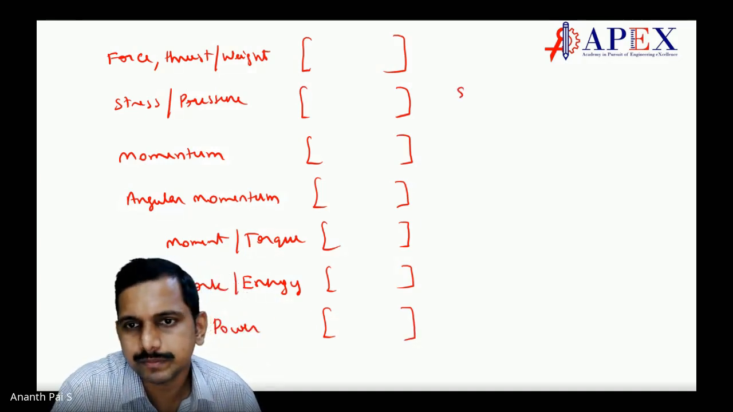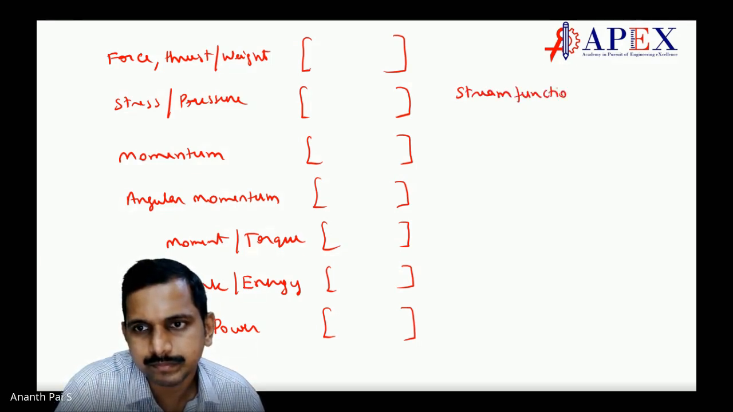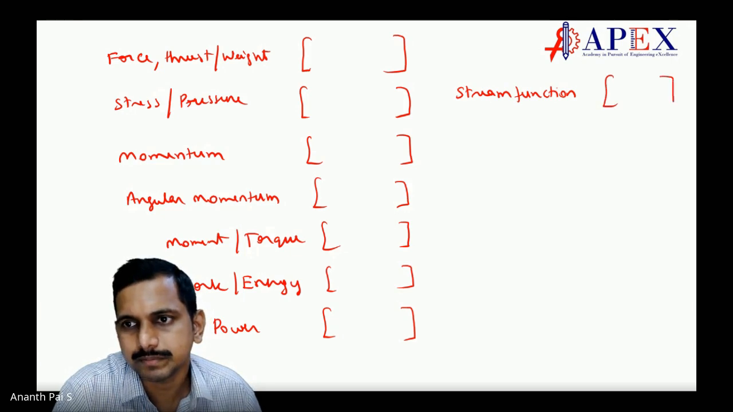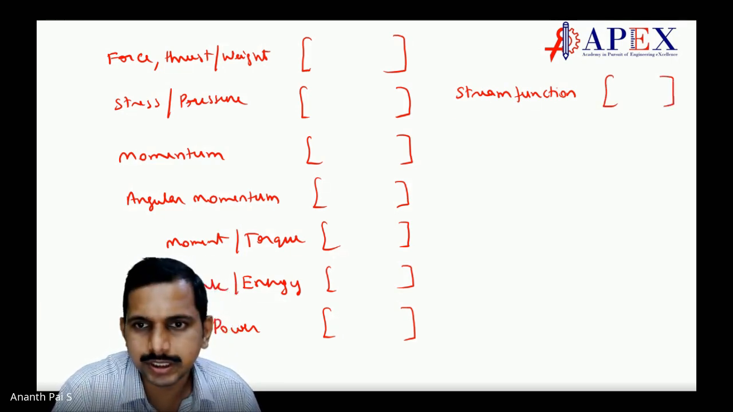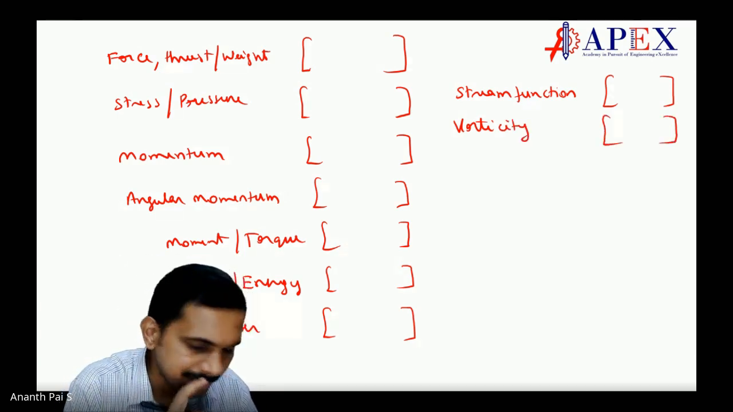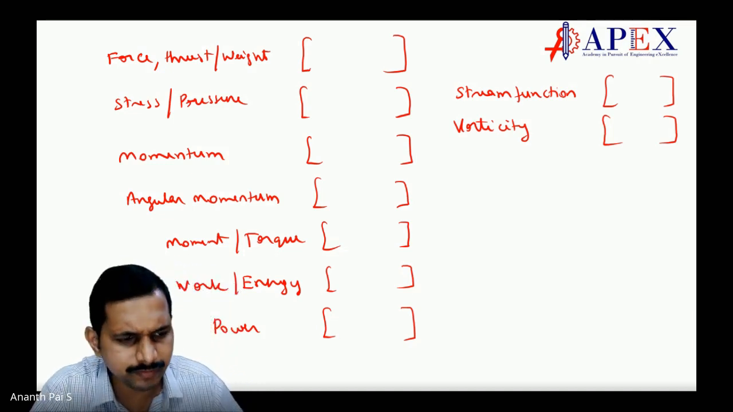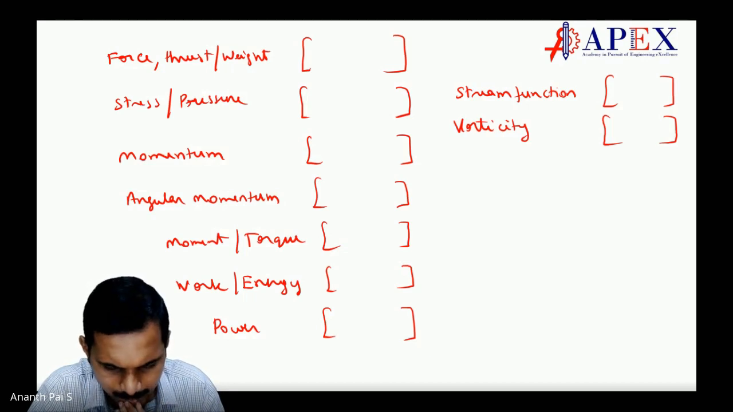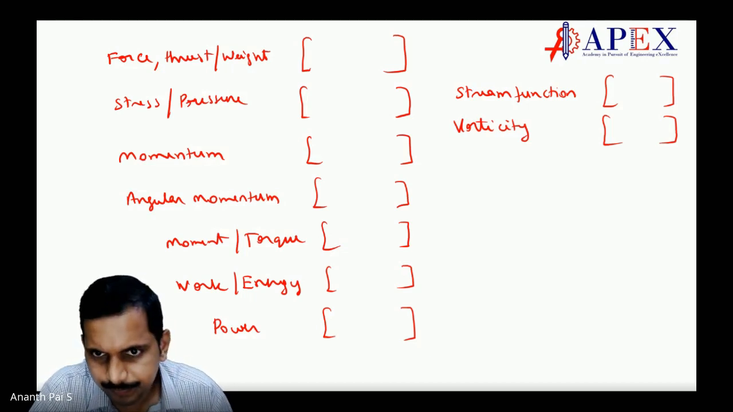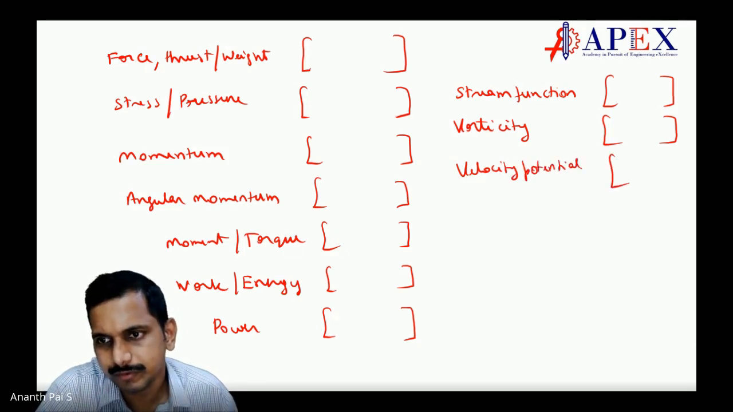Stream function. Fill this up, students. Then we have vorticity. This is your exercise, students. Do it. Okay. Then velocity potential. We have not done it, but let's have it. Okay. Velocity potential we have done, students. Yes or no? We have done velocity potential. Velocity potential. Fill this up.